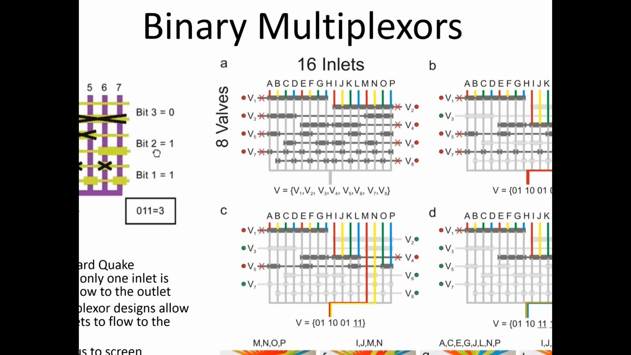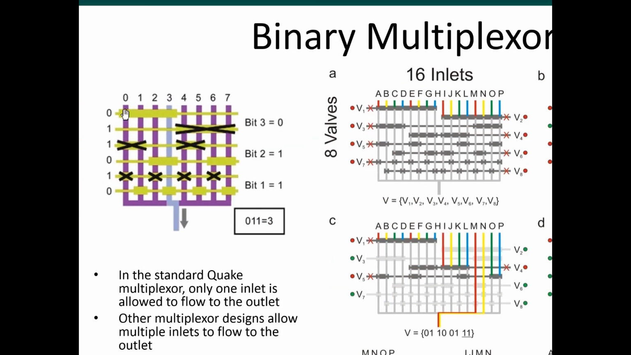In the Quake valve structure, you have bit 3, the most significant bit, that has a valve structure that looks like this. It's wide here and narrow here. So that means that this pneumatic input is connected to channels 0 through 3. This pneumatic input is connected to channels 4 through 7. If we look over at this example, we see the same sort of thing, 8 here and 8 here.